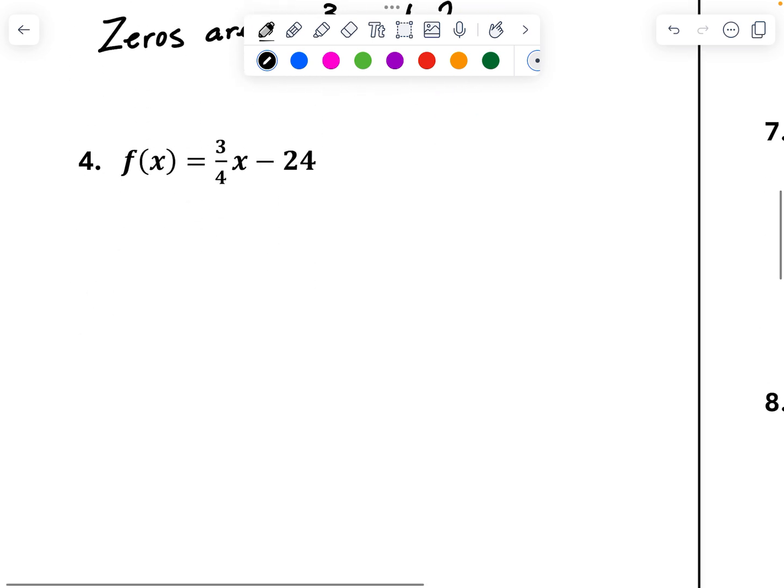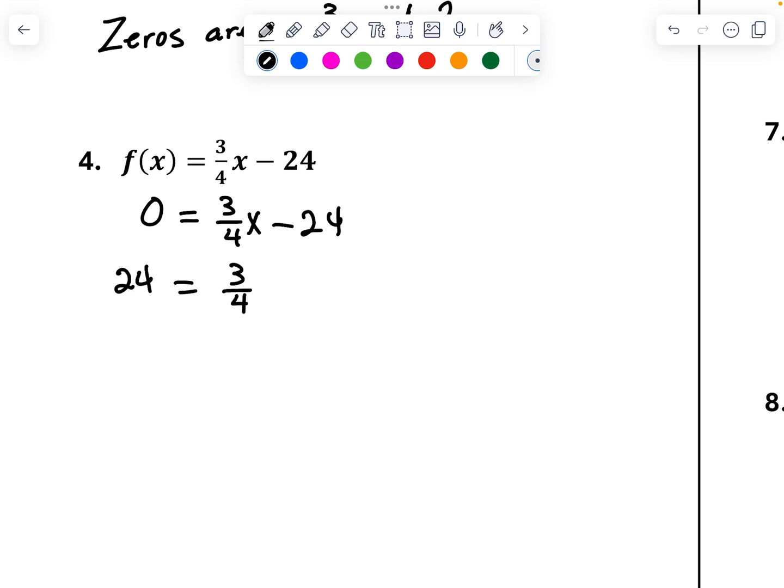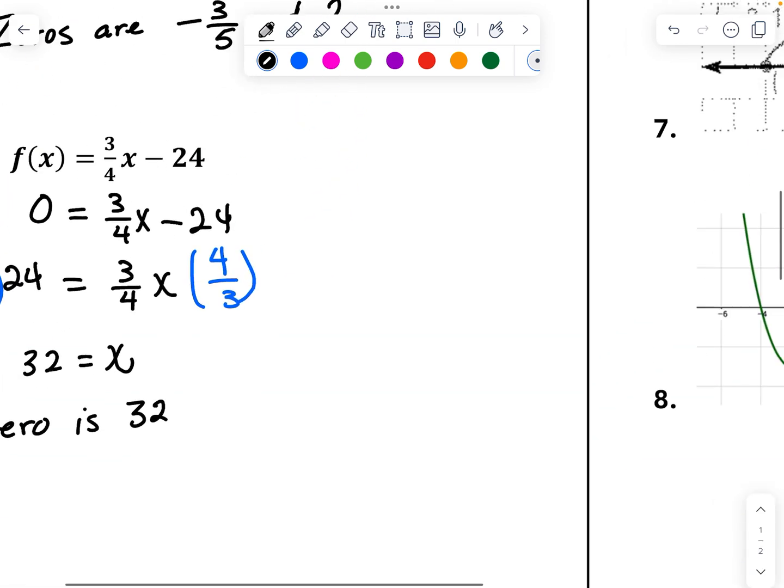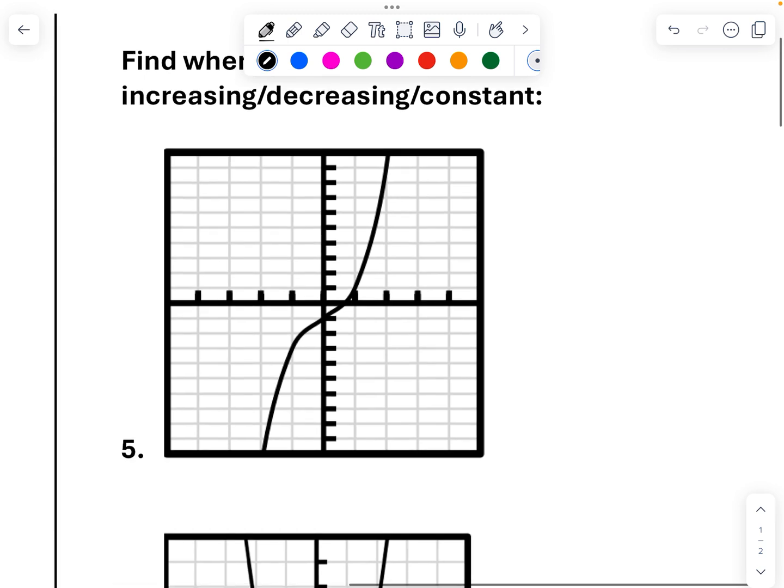All right, if I replace this with 0, I have 3/4 of x minus 24. So I would move the 24. And then I would multiply by 4 and divide by 3. That gets me 32 equals x. So the zero is 32.